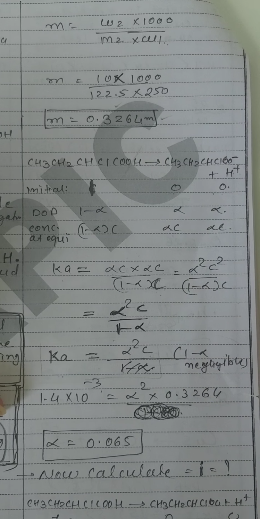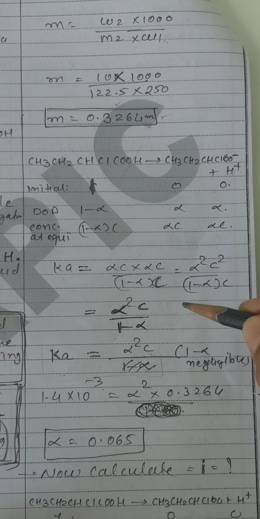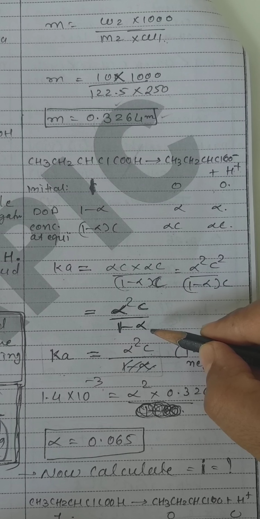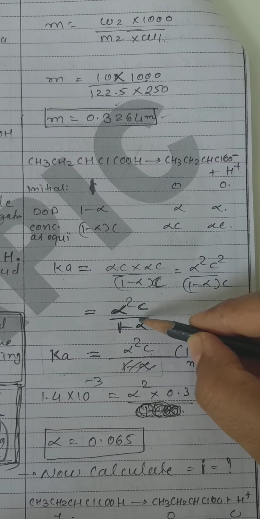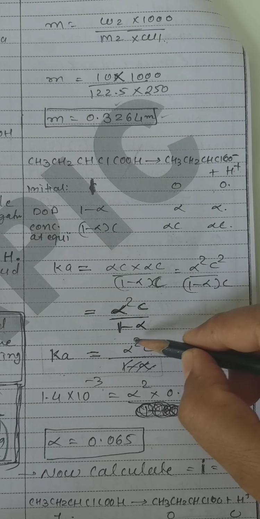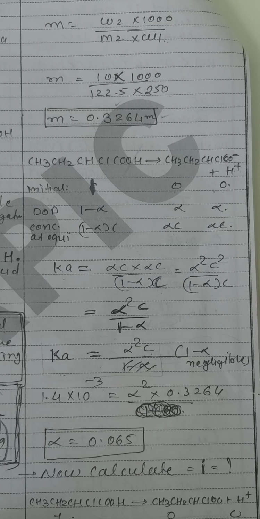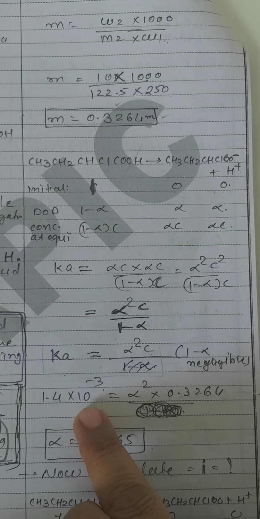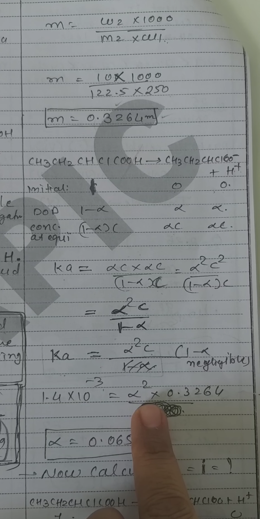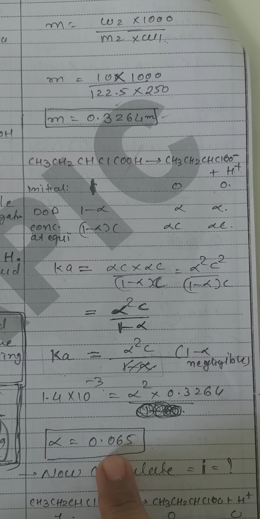And as we have derived in class 11, if alpha is negligible, because we are taking a very small amount of solute, or a very dilute solution, that means degree of dissociation is very small. So in that case 1 minus alpha is ignored. So finally we get K is equal to alpha square C. Okay, so 1.4 into 10 power minus 3 equals alpha square into 0.3264, and alpha is equal to 0.065.